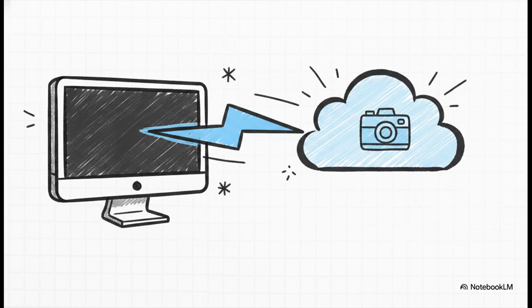Now, if you're an advanced user, here's a neat trick. You don't even have to click through the console. You can use the AWS command line interface. Just run this single line of code, and it does the exact same backup job instantly. It's a real time saver once you get the hang of it.